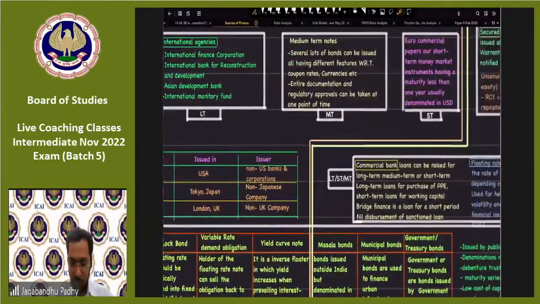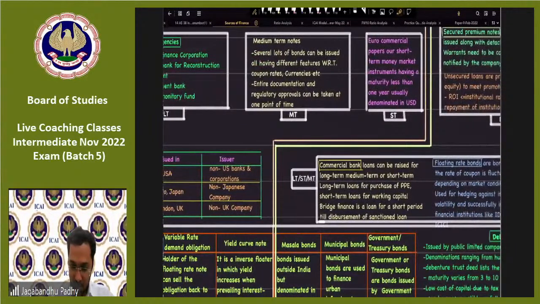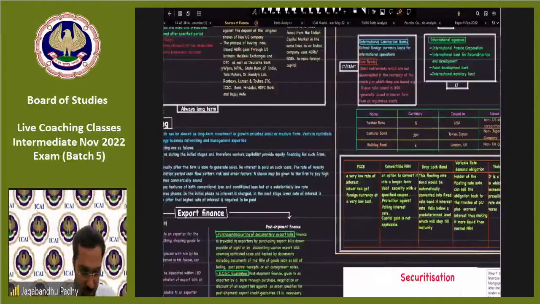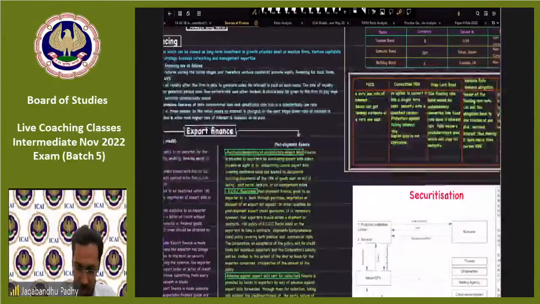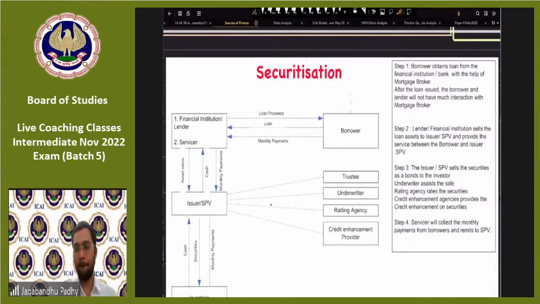Then specifically, what I wanted to discuss is this term, securitization. Explain once again. Which one? I think I just explained it, right?